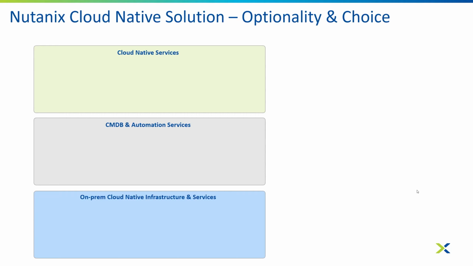So, Nutanix Cloud Native solution provides flexibility around platform, hypervisor, Kubernetes distribution, and cloud. So you can see here that the on-prem cloud infrastructure and services, we deploy our Nutanix data services in Kubernetes distro of choice, or you can use the internal native K8s orchestration management solution we call Karbon.